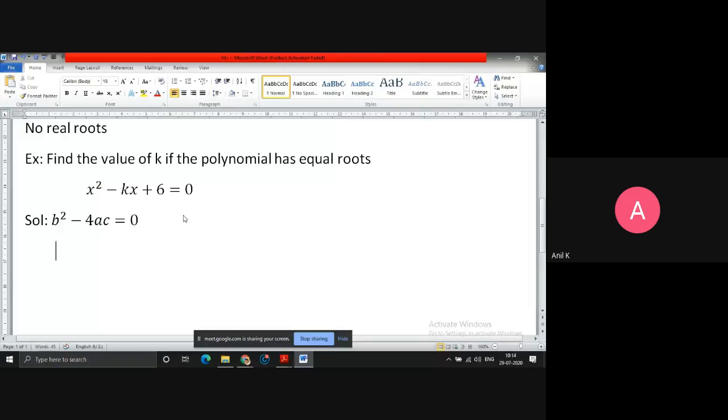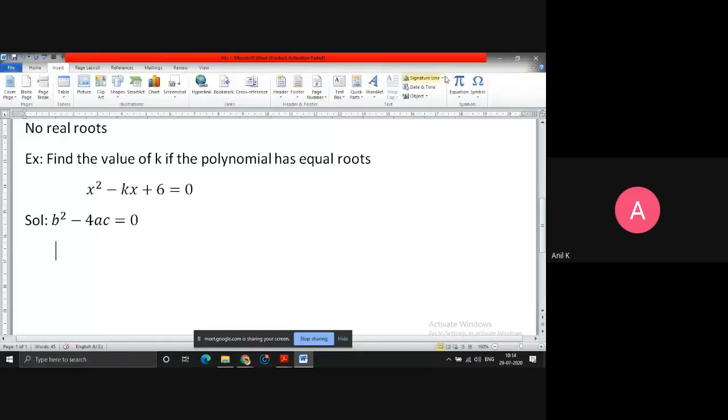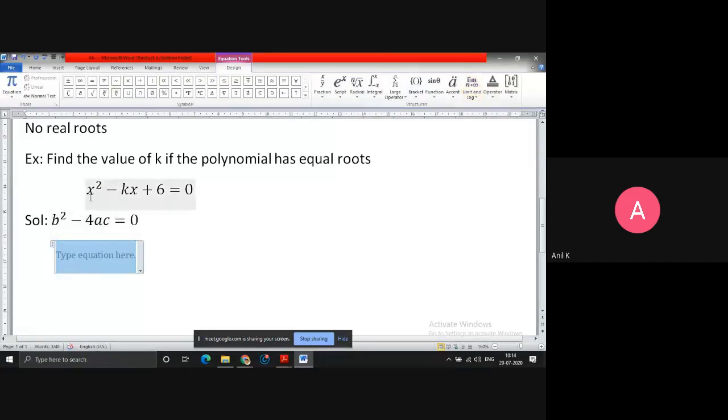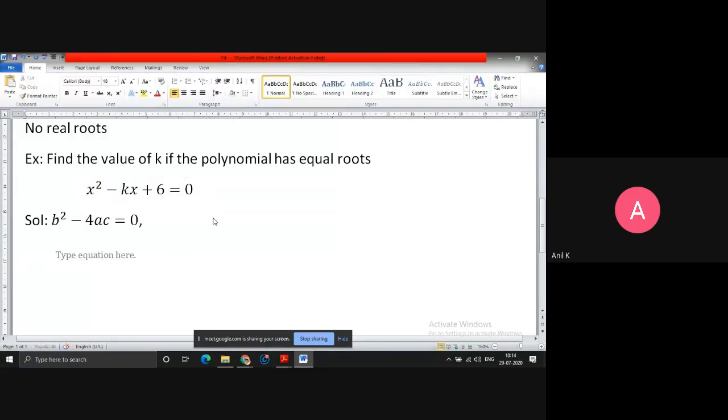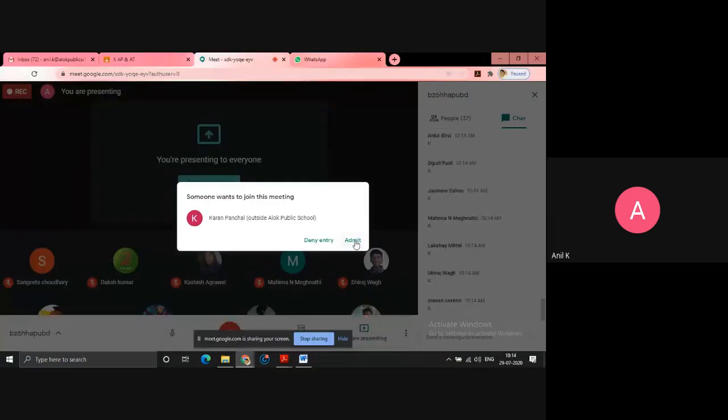Now let's see what I will get. What is b value here? Anyone can tell me what is b value in this quadratic equation? ABC values. Before you solve it, first write a value is equals to 1. Let me see if somebody answers it.